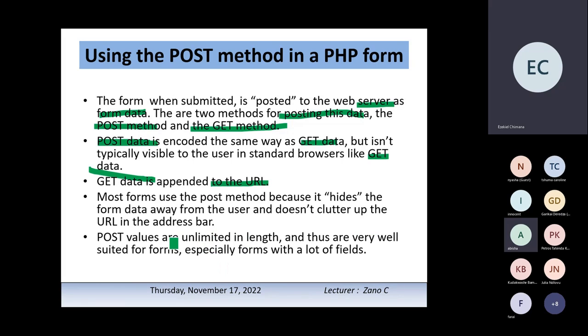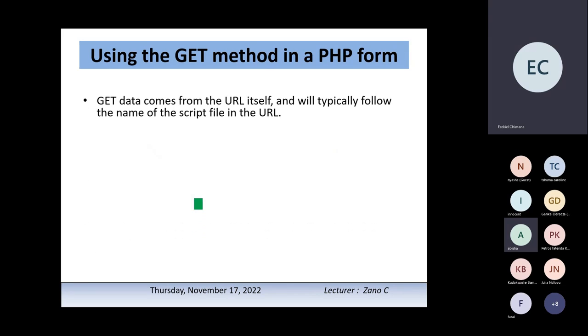Post values are unlimited in length, and thus are very well suited for forms, especially forms with a lot of fields. So for forms with a lot of fields, you normally need the post because it takes unlimited length. Also, in terms of security, it doesn't append the data on your URL. So using the get method in a PHP form, get data comes from the URL itself, and you typically follow the name of the script file in the URL.